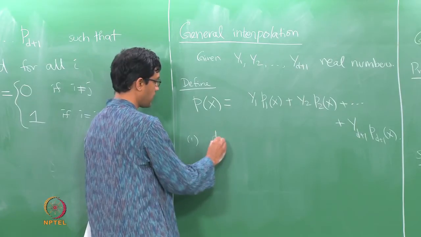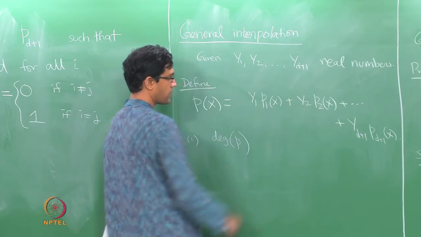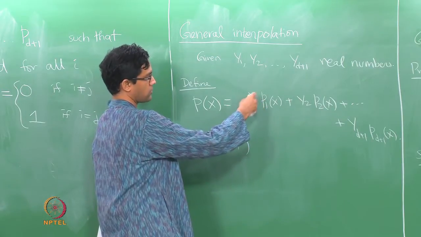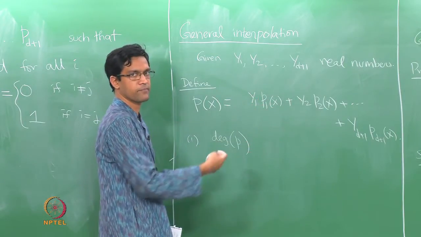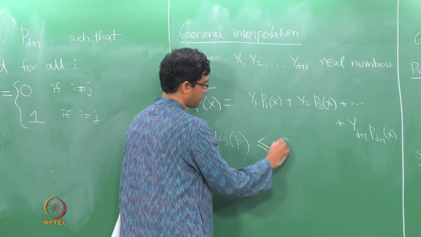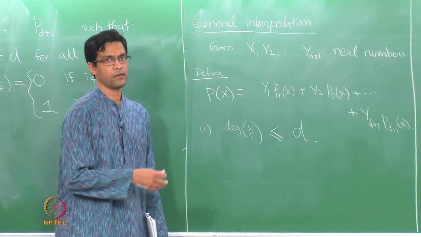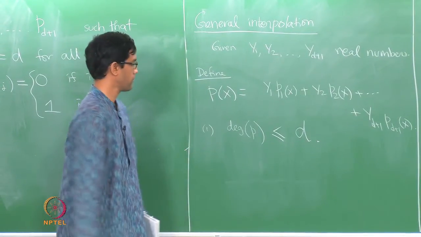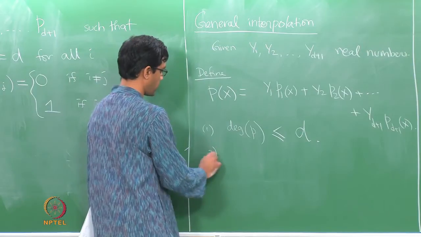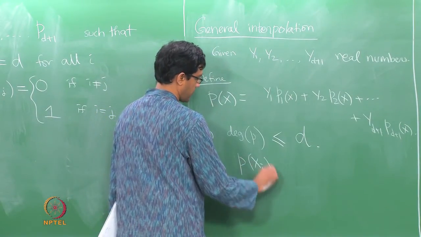Firstly, observe the degree of the polynomial p. Each of the pi's is of degree d, and what you are doing is taking a linear combination, multiplying them by various constants and adding the answer. That could very well end up being a polynomial of degree smaller than d as well. Okay, it's less than or equal to d for sure. So that's property 1, and property 2, which is the key thing that we want, the value at xi.